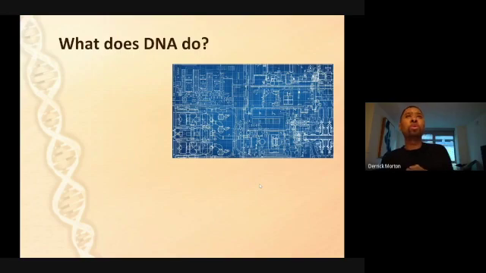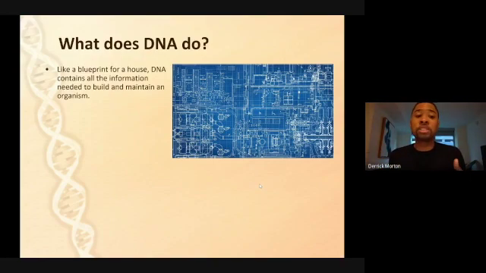Importantly, what does DNA do? We see this drawing, this blueprint here of a house, if you will. It's really nice to think about DNA as a blueprint. A lot of times we compare DNA to blueprints of houses, because the DNA serves as a blueprint for all of the information that is expressed in an organism. Like the blueprint for the house, the DNA in all of your cells contains all the information needed to build and maintain an organism.